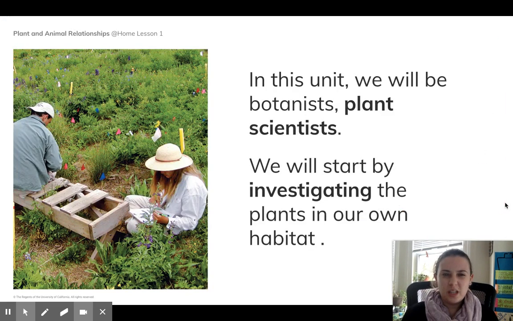While we're studying as scientists, we're going to be plant scientists, which has a very special word called botanists. Can you say botanist? Botanist. And we're going to start making our own observations of plants and making an investigation. We're going to be investigating.